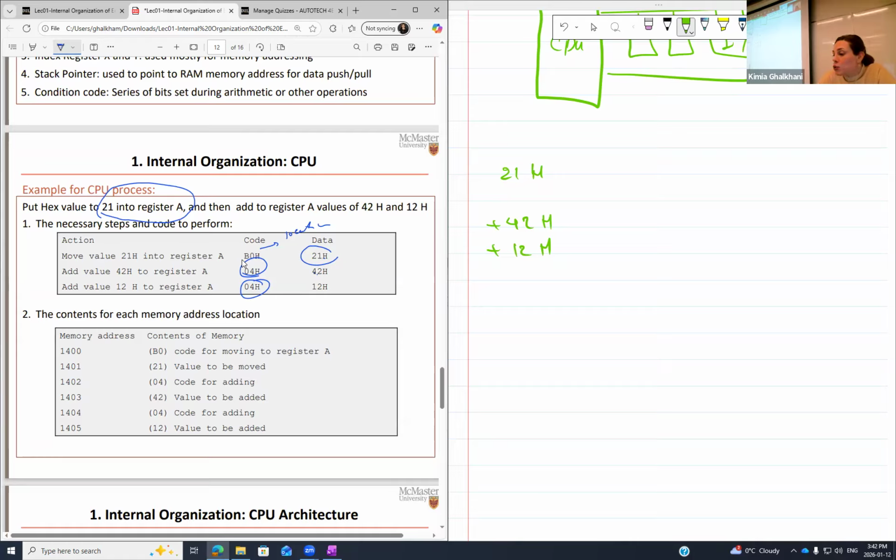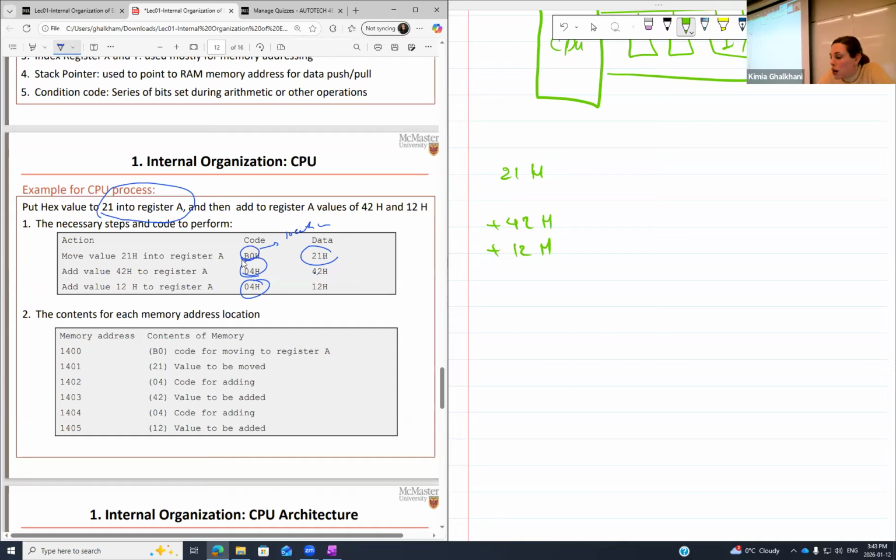So first I need to move 21 to register A, and then I'm going to move the command, and then I move the value of 21 to my register A. And then in location 04H, as a part of the memory, I'm adding 42. And now you can see how your addresses are saved in the memory. For example, in here, I have B0 initially. And then I'm adding an 8-bit value, which is the code for moving to register A. That's the code. And then right there, I actually have 1400 to be stored.